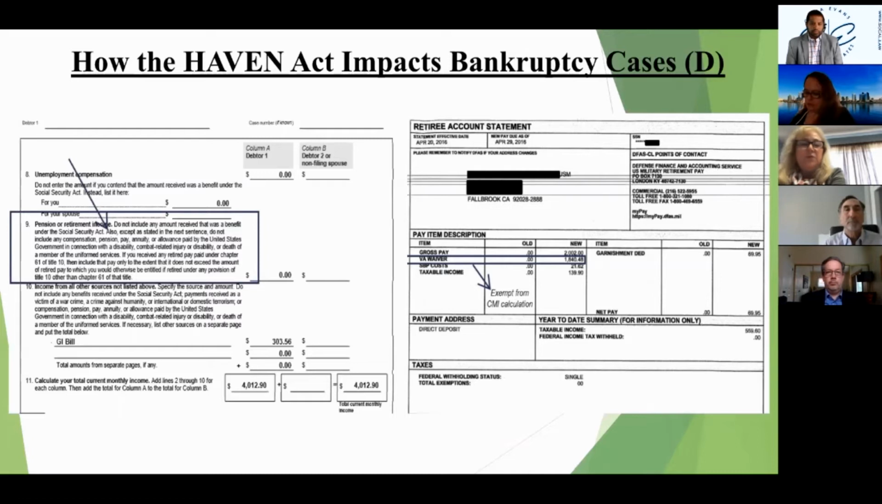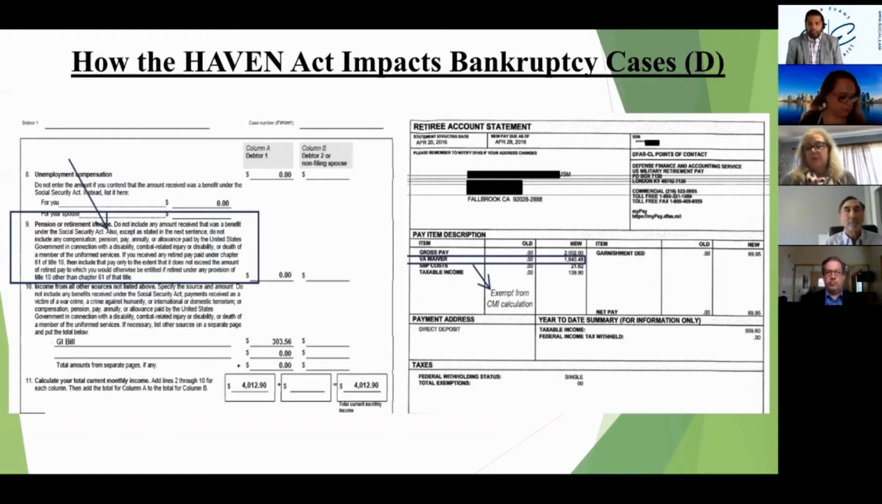So when you do the math on this particular client, although he receives $2,002 per month in retired pay, most of that is related to a service-connected disability. So the only portion I'm putting on the means test is the difference between those two numbers. And in this case, there are some other deductions here for payments he's making, but I would only be including $161.52 on the means test.